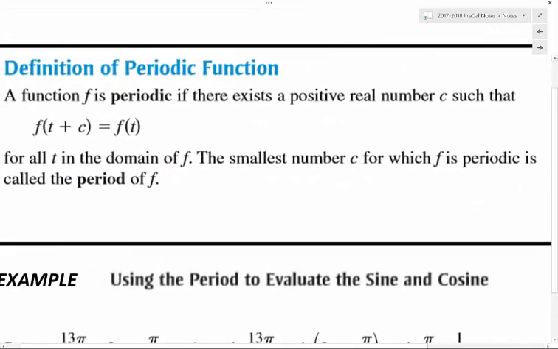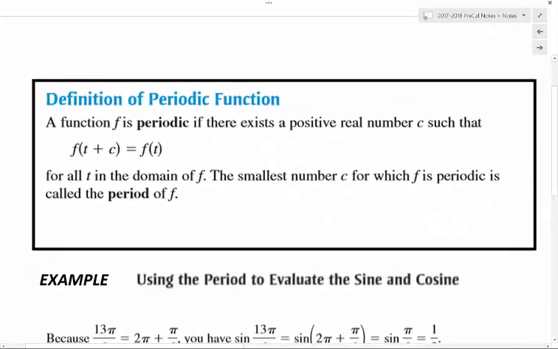So a periodic function exists if there is a positive real number c such that f of t plus c equals f of t, where t is in the domain of f, and the smallest number c for which this is true is called the period of f.